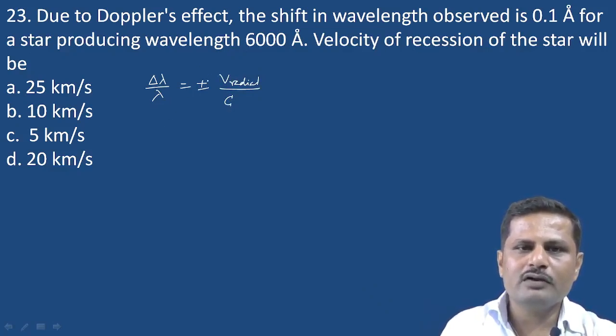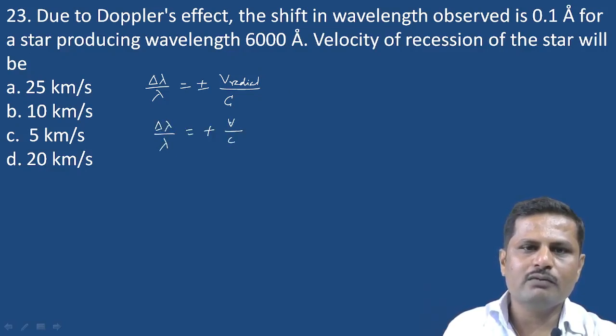Now we need to consider the positive sign when the source is moving away from the observer, and the negative when the source is moving toward the observer. So here we need to find the velocity of recession, that is, the source is moving away from the observer, so therefore we must consider positive. So delta lambda divided by lambda is equal to plus V radial divided by C. Now we can find V, so make V the subject of the formula.